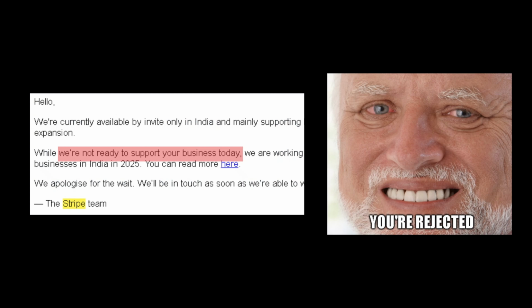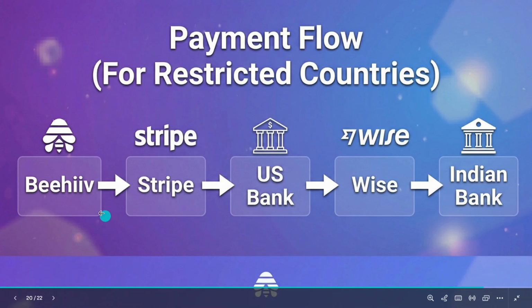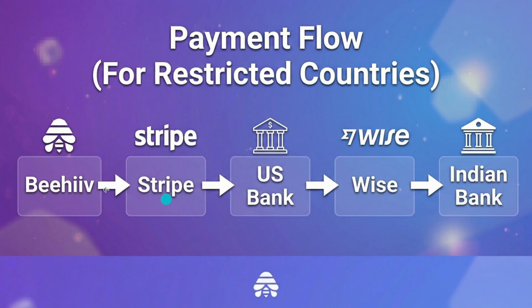But what happened with me is that when I applied for the invite-only option, they didn't support my business, so I was rejected. So what I did was create a US bank account by creating a US LLC. When I created my US LLC and US bank account, I got a Stripe account using the US bank. Then I connected my Beehiiv with that Stripe account, which is connected with the US bank. So when I withdraw my money from Beehiiv, it goes straight to the US bank through the platform of Stripe. Then I withdraw the money from there to Wise, and then it gets into my Indian bank account easily.